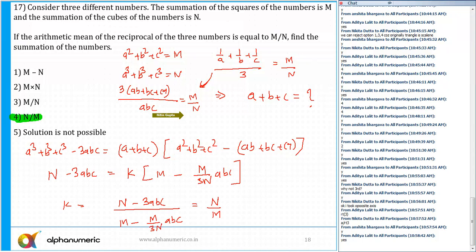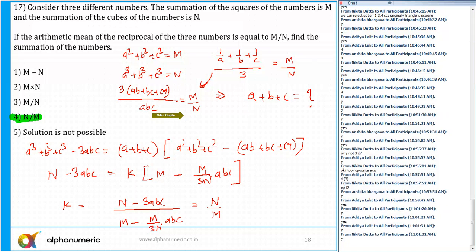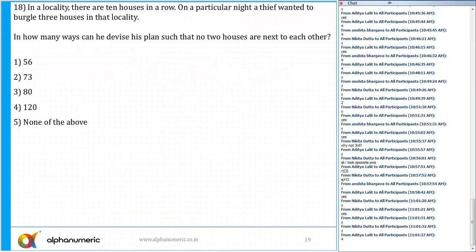So is that clear to all of you? So there will be a calculation, but you can get the answer. Can I move to the next question? This is easy. Question number 18. What is the answer for question number 18? No, it's option 1. We have done.